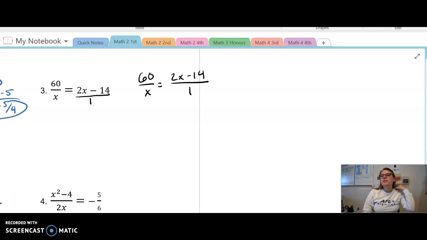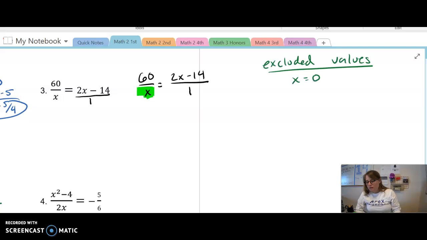So I want you to pause the video here and find your excluded values. If you did this correctly, you would have found that you have one excluded value of x equals 0. Okay, so we just can't get 0 as a solution. So let's go ahead and cross multiply.